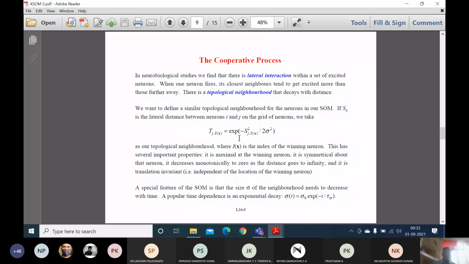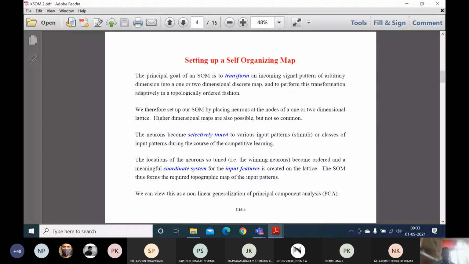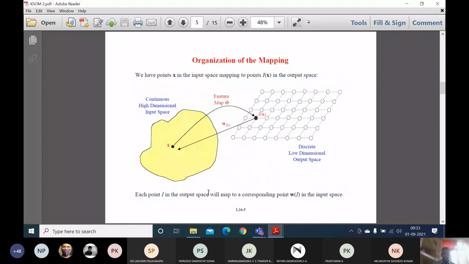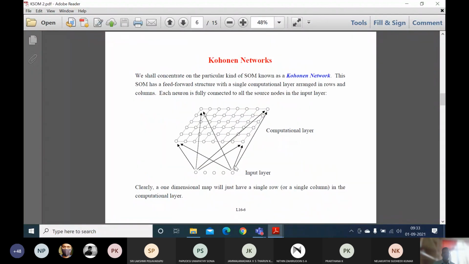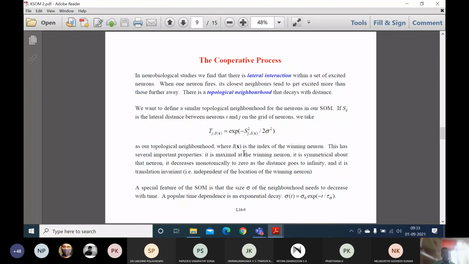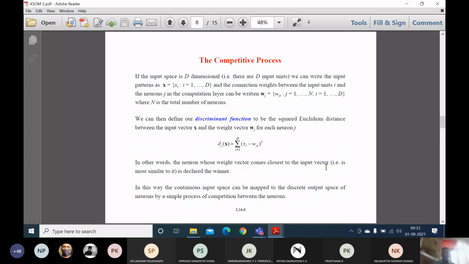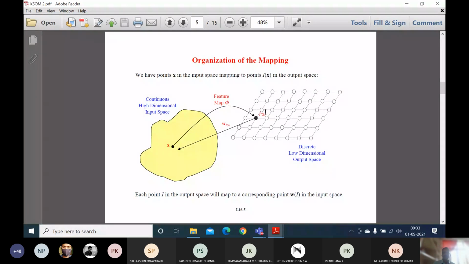exponential of minus Sji(x) squared divided by 2 sigma squared, where I(x) is nothing but the index of the winning neuron. And this has several important properties. It is maximal at the winning neuron and it is symmetrical about that neuron. It decreases monotonically to 0 as distance goes to infinity. For example, if it moves from this position to this, its value becomes 0.